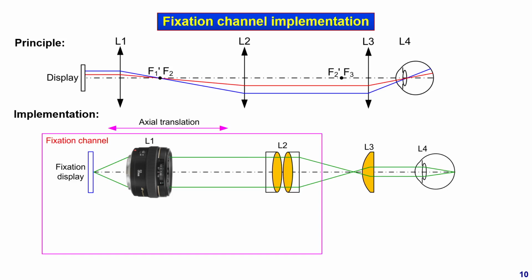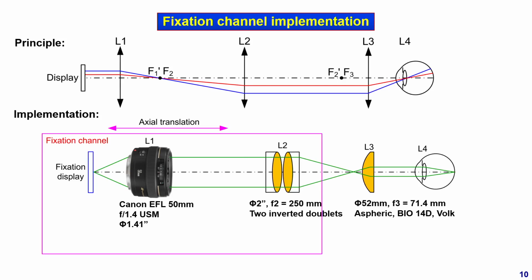For implementation, we use a camera lens for lens 1, which has 7 elements. For lens 2, we use 2 inverted doublets to create a focal length of 250 millimeters. For lens 3, we use a thin, spherical lens with a focal length of 71 millimeters to achieve good image quality and large working distance.